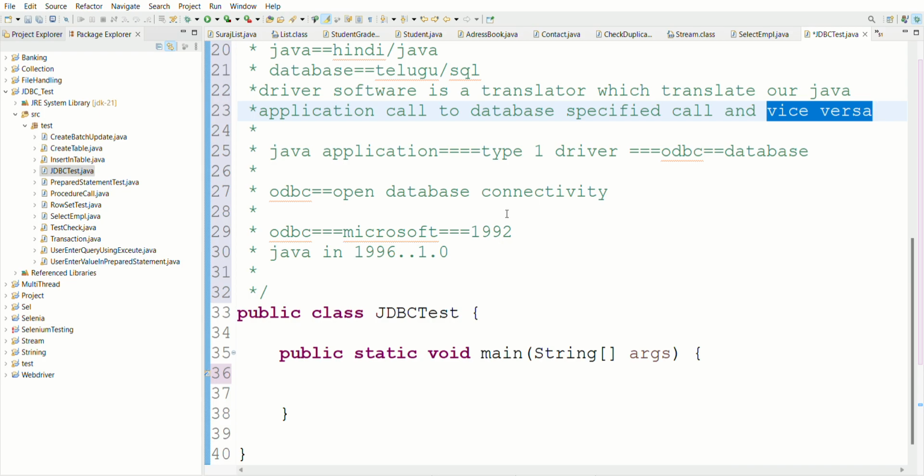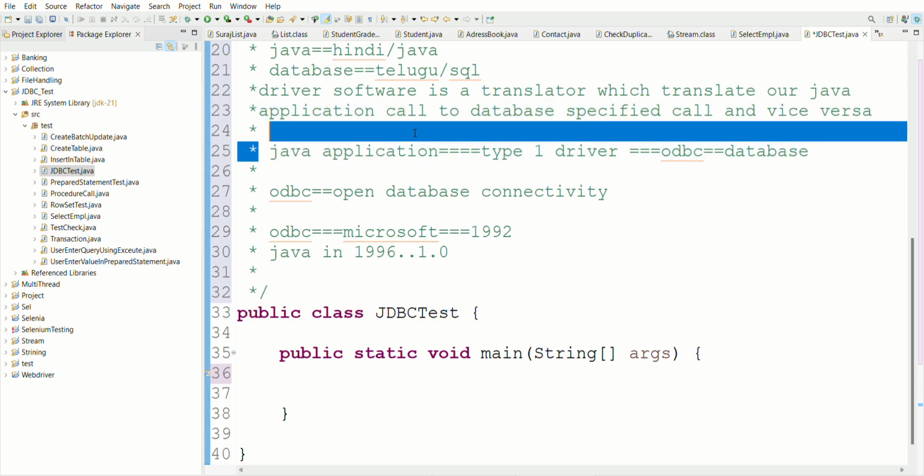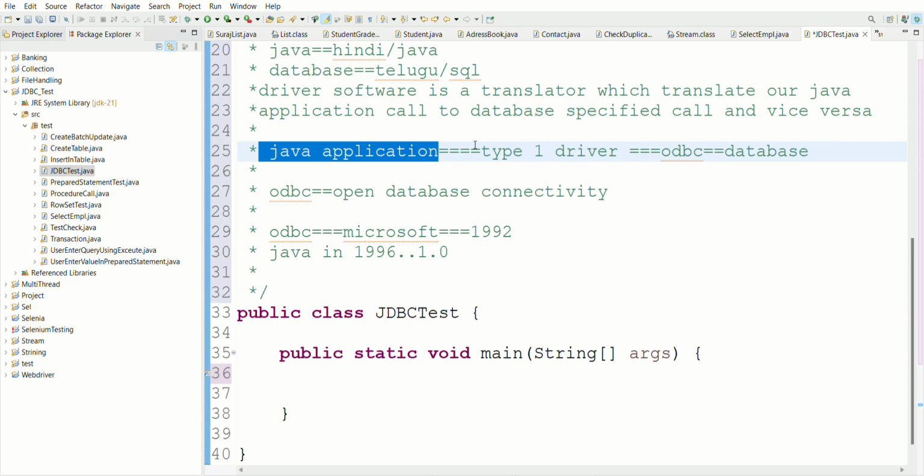So at first Java application needs a driver, a translator, so that it will translate Java request to SQL request. So driver came. This is type 1 driver. And then ODBC, this is the middle part. Why? Because ODBC, here you can see, is open database connectivity. This is used to make the connection between Java application and database. That's why ODBC was introduced.